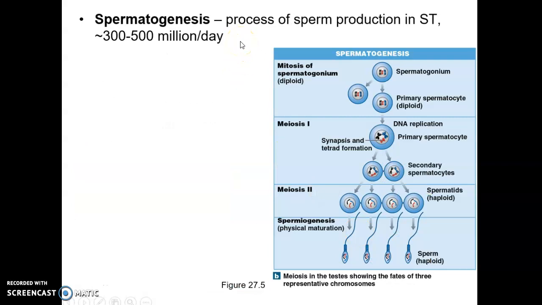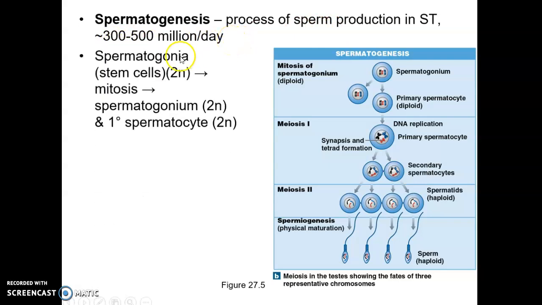Okay, so spermatogenesis, the production and process of sperm in the seminiferous tubules. Males produce about 300 to 500 million sperm per day. The steps are, the stem cells are called spermatogonia. Spermatogonium is singular. They divide under cell division mitosis, so they produce two daughter cells. One of the daughter cells is a replacement spermatogonium, so the stem cell that divides produces a copy of itself and what's called a primary spermatocyte.